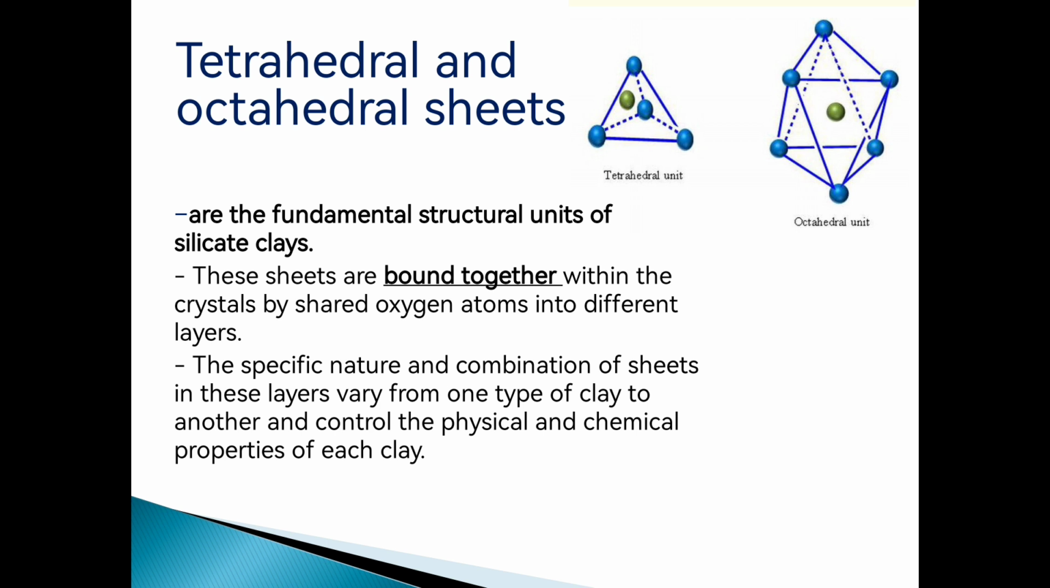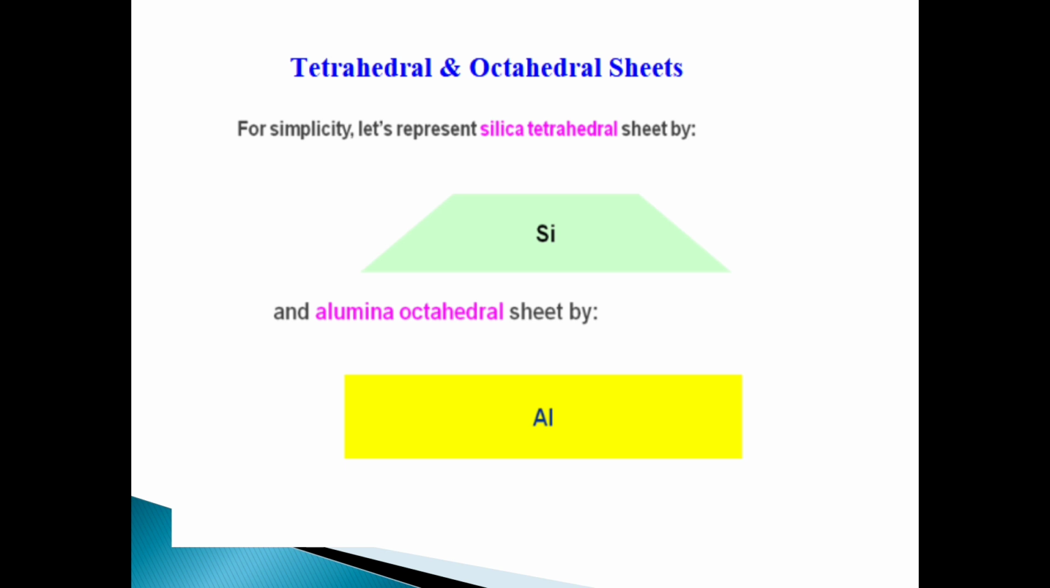These sheets are bound together within the crystals by shared oxygen atoms into different layers, and the specific nature and combination of sheets in these layers vary from one type of clay to another and control the physical and chemical properties of each clay. Kaya ngayon, later, titingnan natin kung ano yung mga different kinds of clay, because some of these clays have different arrangements and different combinations of these tetrahedral and octahedral sheets. Para mas madali nyo siyang maintindihan, these are the tetrahedral and octahedral sheets.